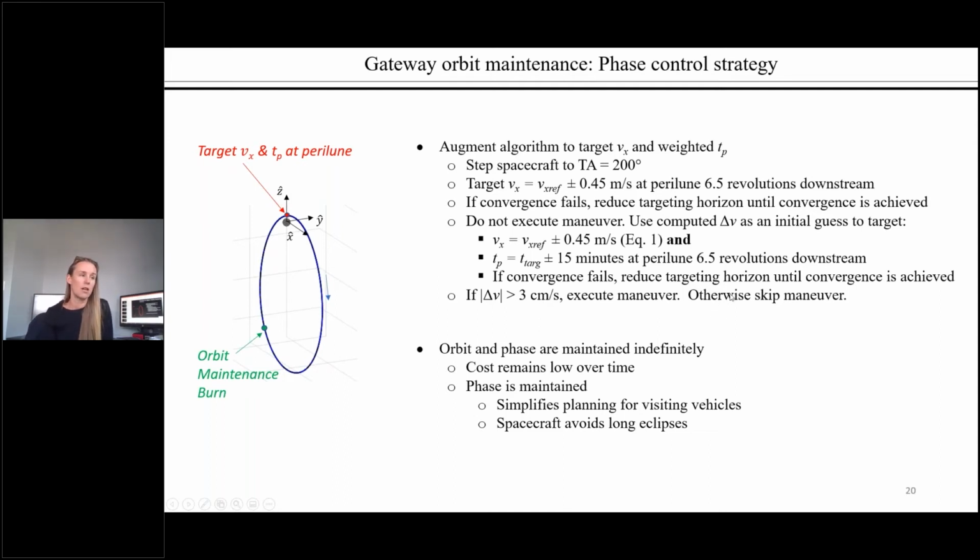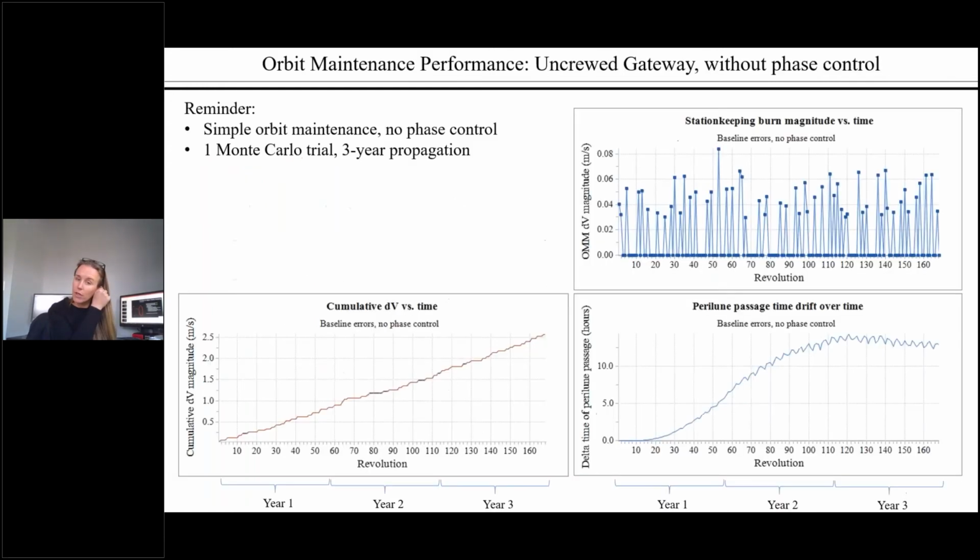So by doing this, just allowing one maneuver per rev, targeting two things off of the reference orbit, we can maintain the orbit and the phase indefinitely. The costs remain low over time, and we maintain the phase. So let's look at some of that. Okay, so this is a reminder. This was the orbit maintenance, a single Monte Carlo trial of 3 years without phase control, all right? And we remember that our perilune passage time drifted by over 10 hours in this example.